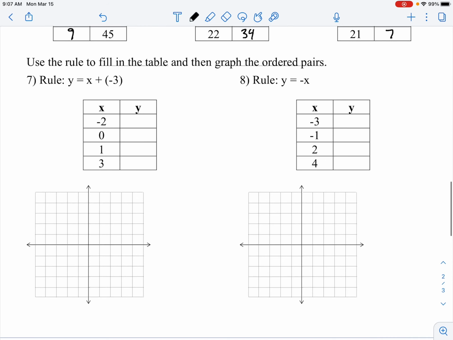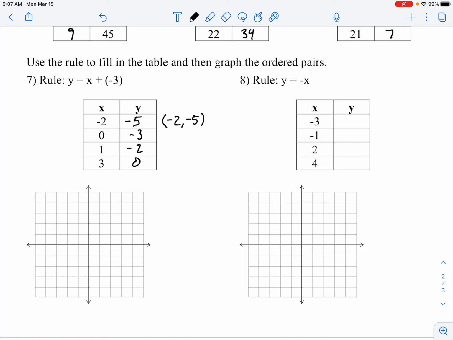And then finally, this is just like we did yesterday, so we're going to take our rule, find our y values, and then plot the points. So our rule is y equals x plus negative 3 here, so negative 2 plus negative 3, well, that's going to get us deeper into the negative, and that will be negative 5. 0 plus negative 3 is negative 3. 1 plus negative 3 is negative 2. And 3 plus negative 3, well, that's 0.